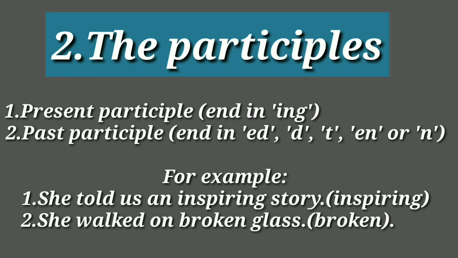The participle. Participles are verbs which do the work of an adjective. They qualify a noun. Participles are of two kinds: the present participle and the past participle. The present participle is the base verb ending in ing, and the past participle is the verb ending in ed, d, t, en, n, etc. Let's see examples. She told us an inspiring story.